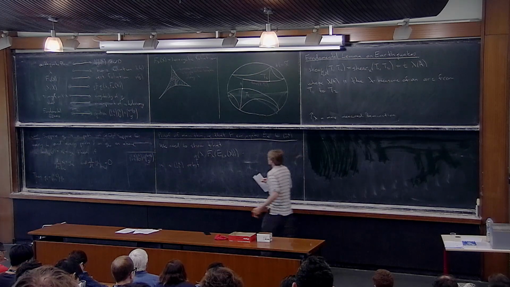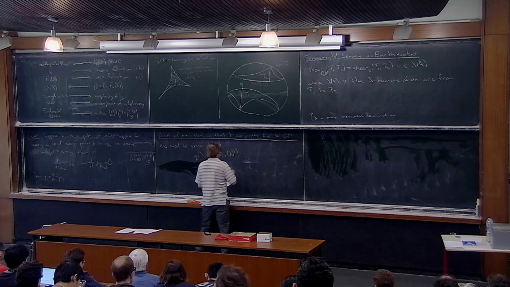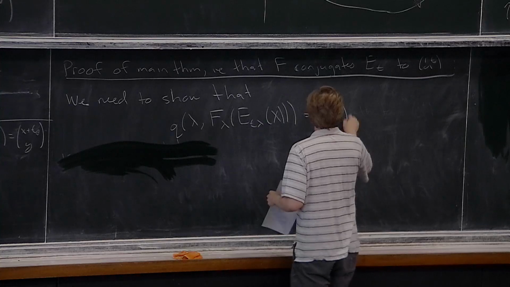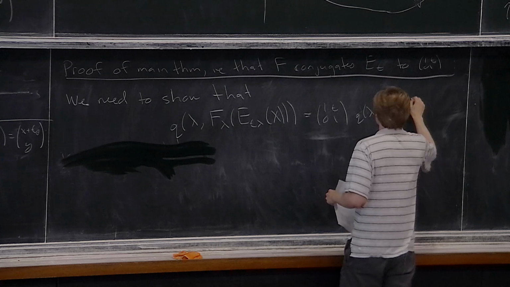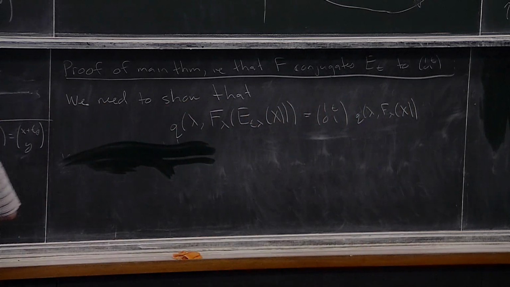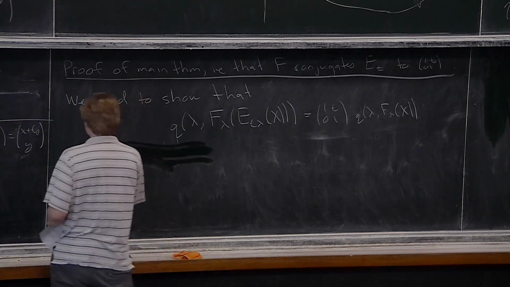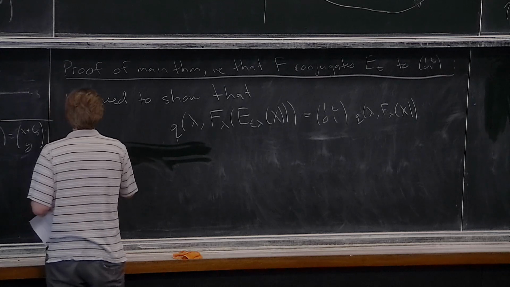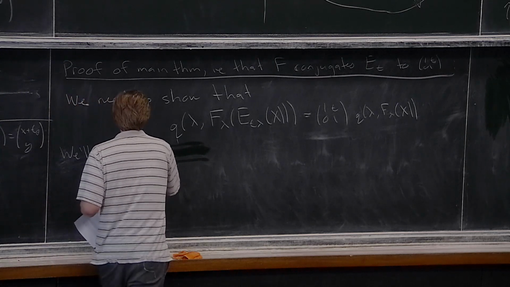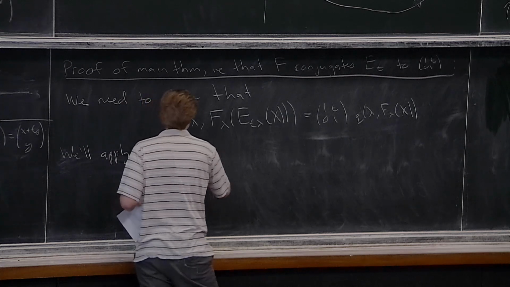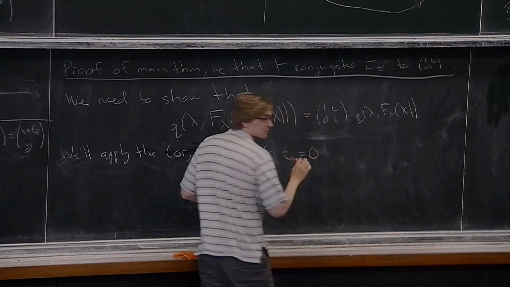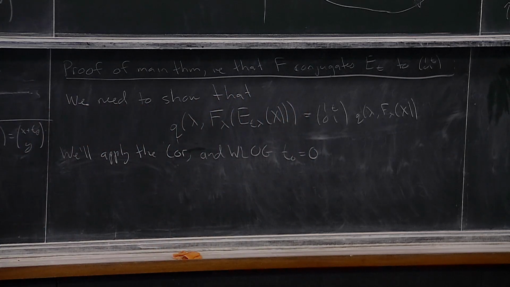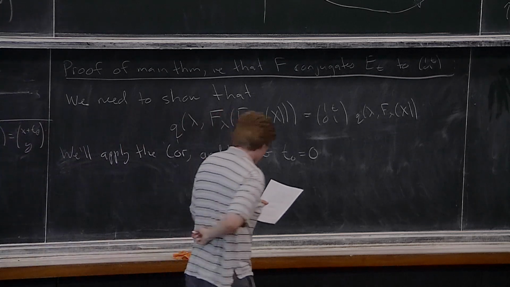Let me just rewrite this the way Barack would want me to, so I have more room. Okay. So we'll apply the corollary, and without loss of generality, we'll take T0 to be 0.